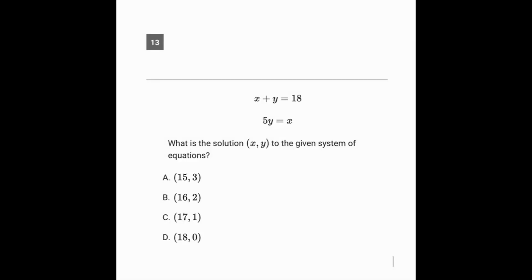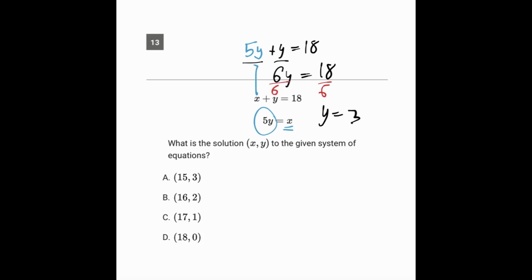Now going to question 13. Here we can use the substitution method because we know that x is equal to 5y. So by that token, anytime we see an x, we can replace it with 5y. So 5y plus y is 18. Combining like terms, 5y and y combine to give you 6y. 6y is 18. And now if we divide both sides by 6, we'll get y equals 3.